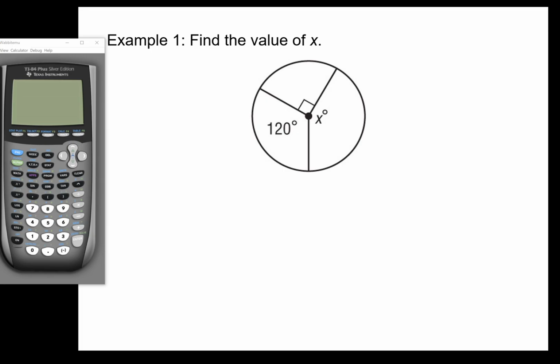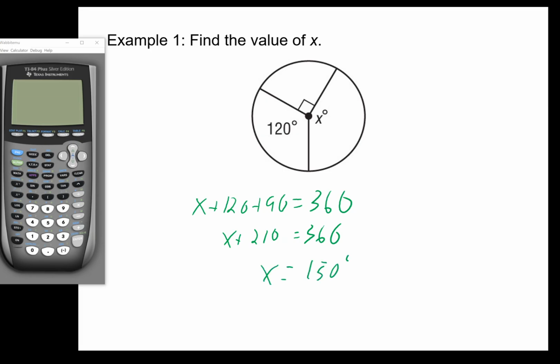Well, I know that all of the angles on the interior of a circle going around a single point equal 360 degrees. So to find x, what I know is that x plus 120 plus 90 equals 360. So that gives me x plus 210 equals 360. And now we're going to subtract 210 off. So that's going to be x equals 150 degrees.